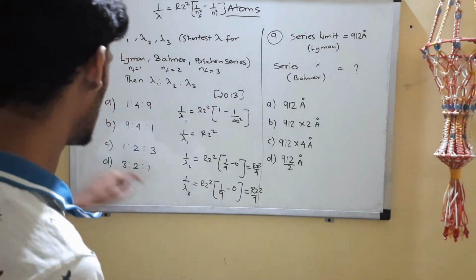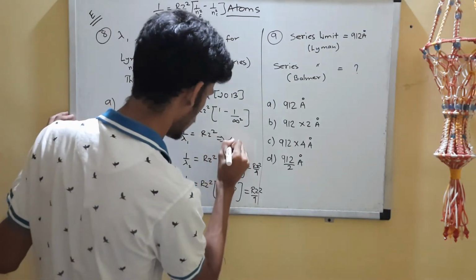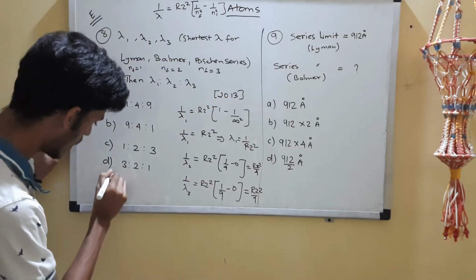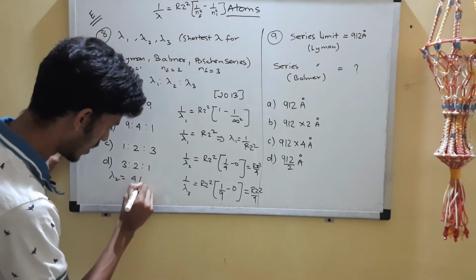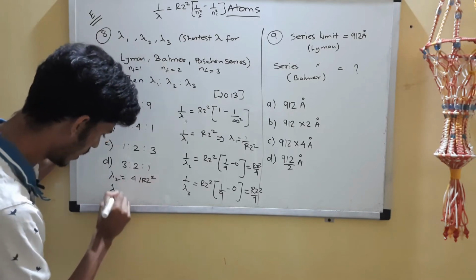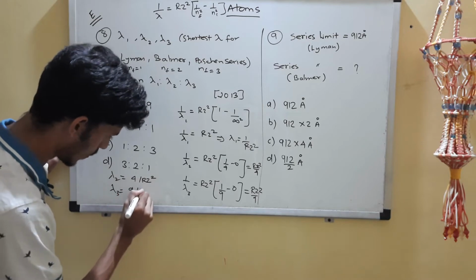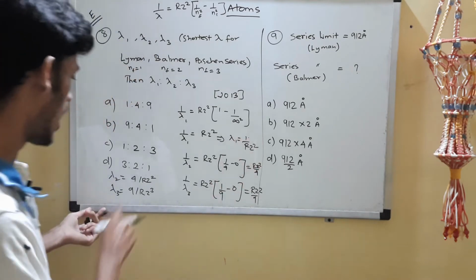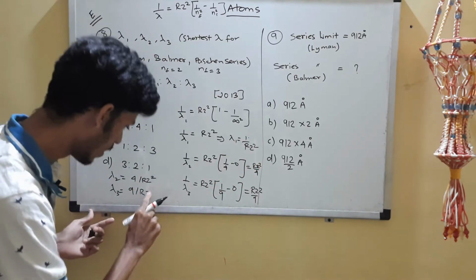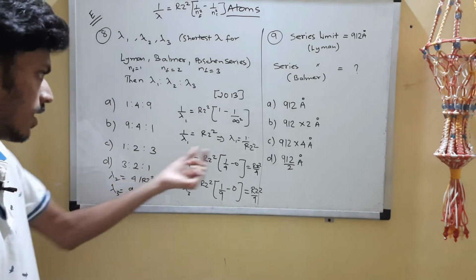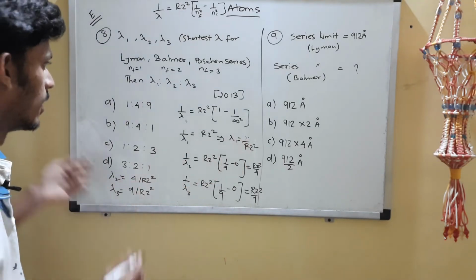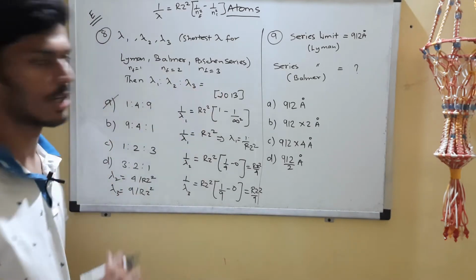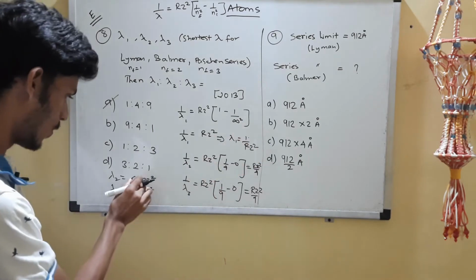So you can easily see you have to take the reciprocal. So lambda 1 is 1 by rz square, and similarly lambda 2 is 4 by rz square, and lambda 3 is 9 by rz square. When you take the ratio, rz square will get cancelled, and you'll be left with 1, 4, 9. So basically lambda 1 is to lambda 2 is to lambda 3 is 1 is to 4 is to 9.